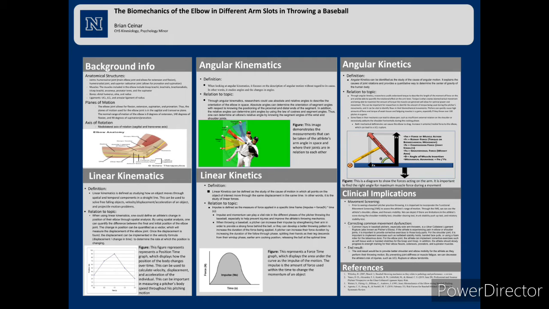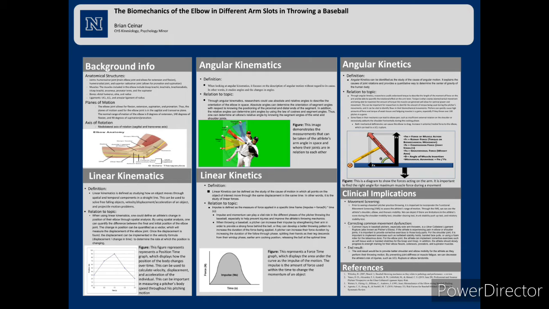Hello, I'm going to go over the biomechanics of the elbow and different arm slots in throwing a baseball. To start off, to know the anatomical structures, it's important to know the main joints, muscles, bones, and ligaments of the elbow. Some main joints to know is the humeroulnar joint, the main elbow joint, and it allows for flexion and extension of the elbow.